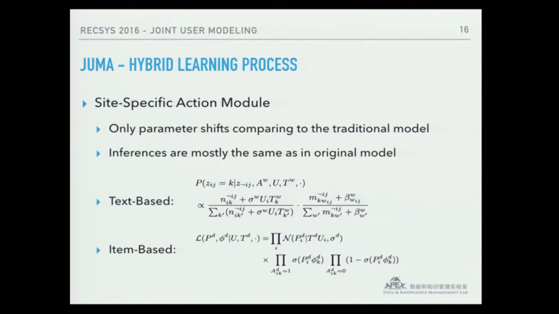So let's first solve for the site-specific action module. Compared with the corresponding traditional algorithms, only the parameters are shifted while the structure of the formulas mostly remains the same. Therefore, the inference in traditional models and in JUMA are mostly the same. Therefore, we can directly borrow the results from the traditional models and arrive at the following equations, which I will not go into the details of here. If you are interested, please refer to the papers.